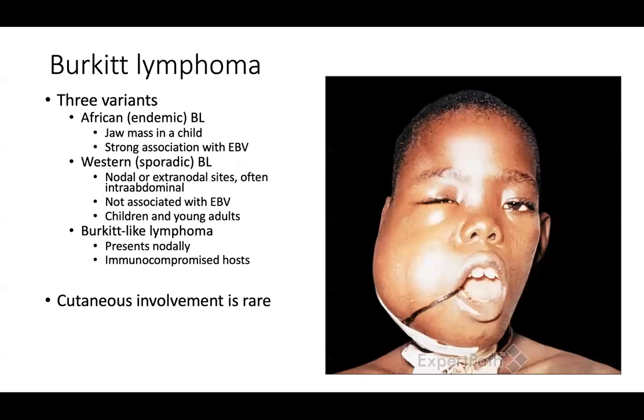Moving on to Burkitt lymphoma. So Burkitt lymphoma is very striking, as you can see in this picture on the right. There are three variants: the African endemic Burkitt lymphoma, which presents as a jaw mass in a child and has a strong association with Epstein-Barr virus. There's the Western or sporadic Burkitt lymphoma, which shows nodal or extranodal sites, often intra-abdominal. It's not typically associated with EBV. It can affect children and young adults. And then Burkitt-like lymphoma, which presents nodally in immunocompromised hosts. Cutaneous involvement is rare.